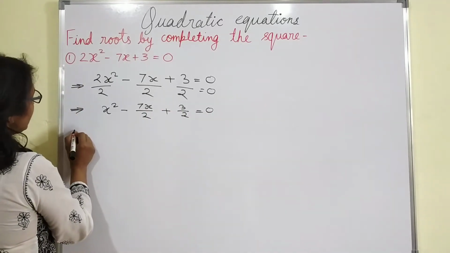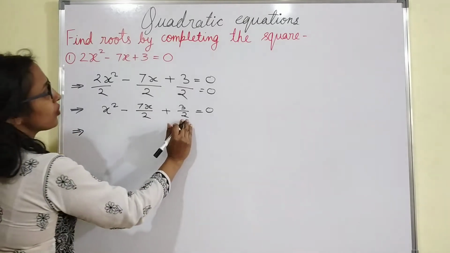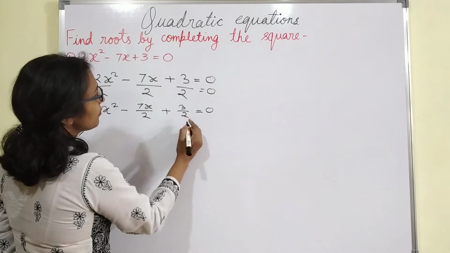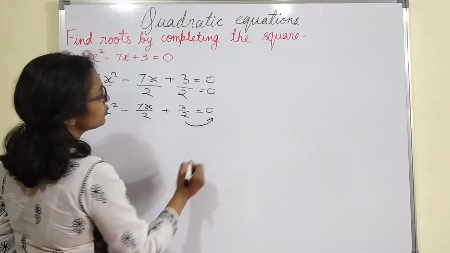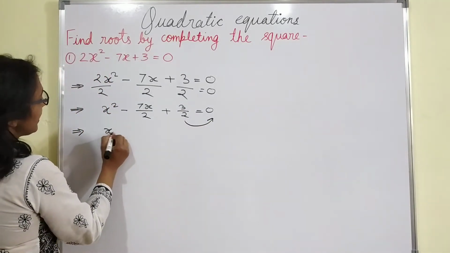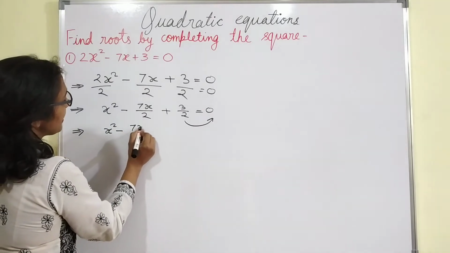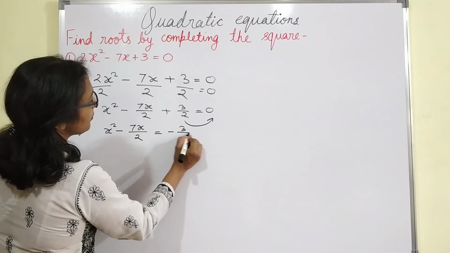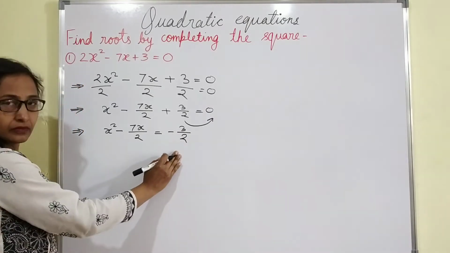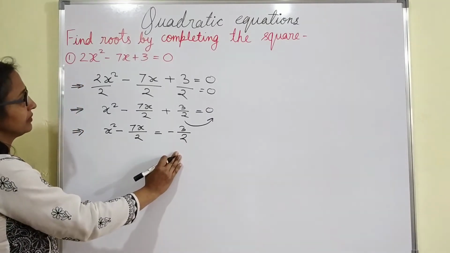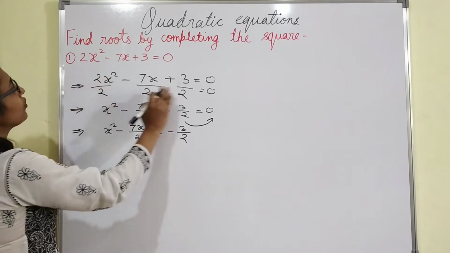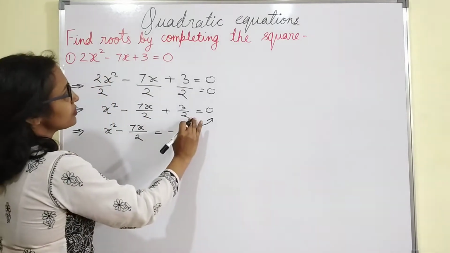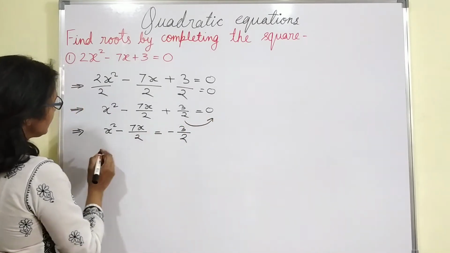Now the next step is transposing the constant term to the right side. We will transpose this term to the right side. So x square minus 7x upon 2 equals minus 3 upon 2. It is the second step. First, divide the whole equation by the coefficient of x square, then transpose the constant term to the right side.